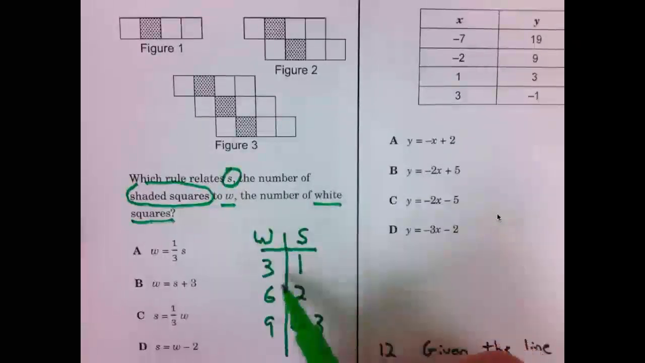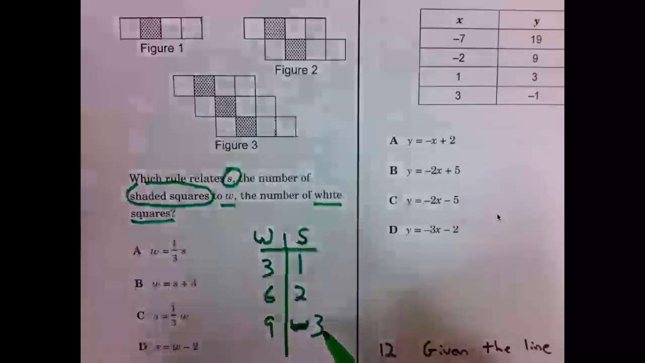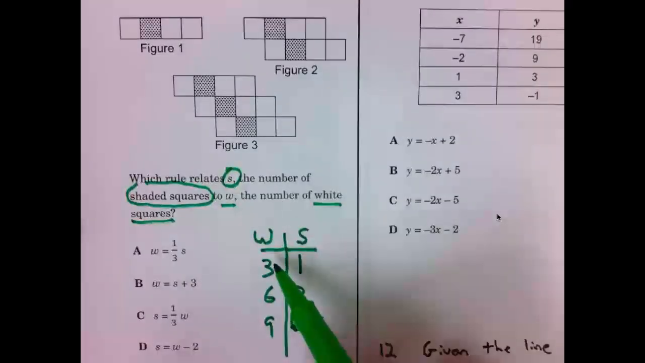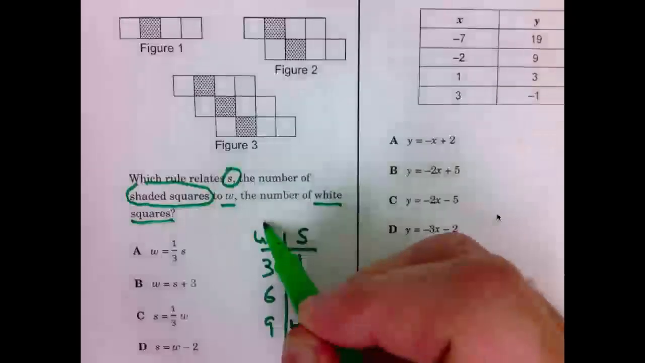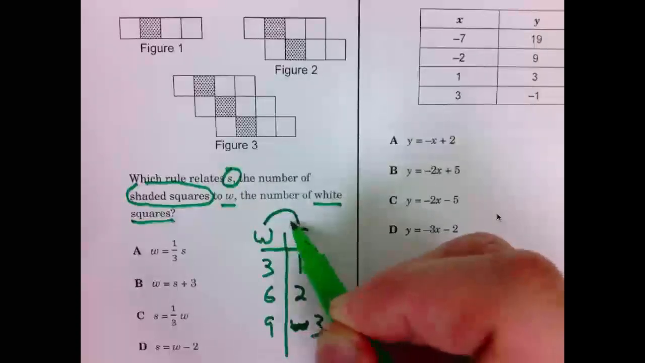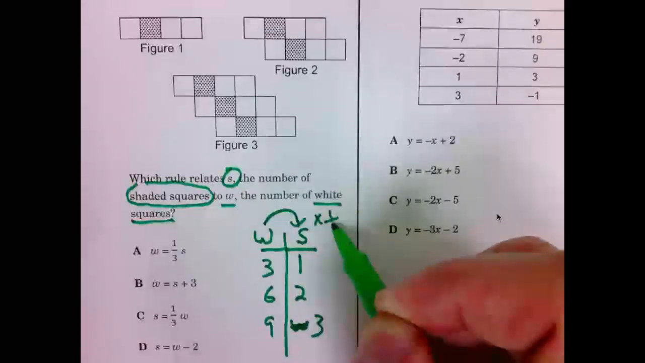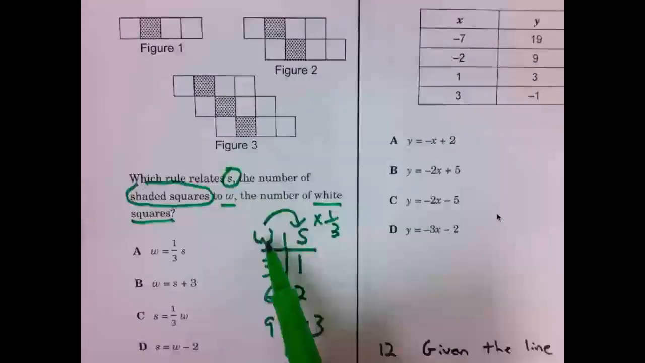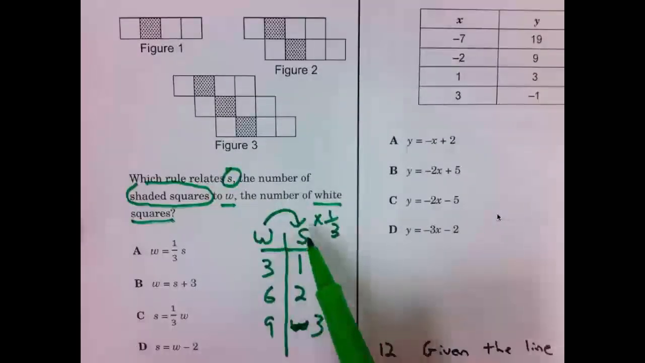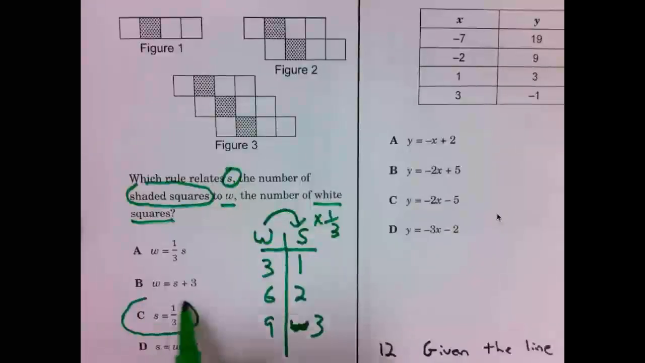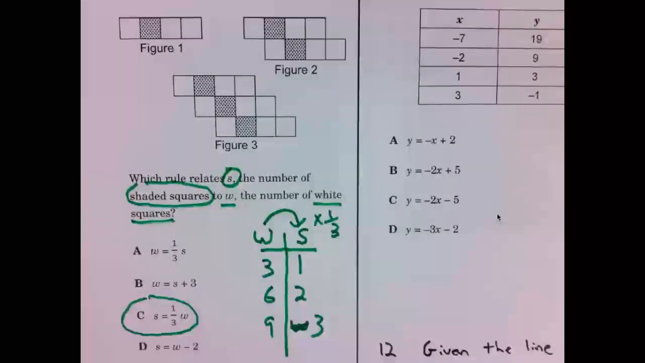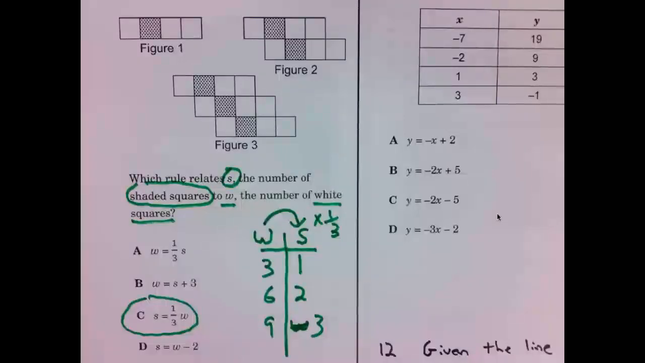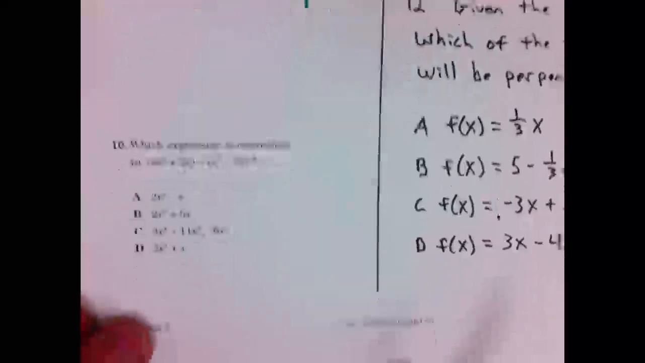Well, 3 went to 1, 6 went to 2, 9 went to 3. I hope you can see we've simply divided each one of our whites by 3 to get to our shaded. Another way to say that is we're multiplying by 1/3. If we take our number of white squares and multiply it by 1/3, it will produce our shaded. And that's what C says. Input some number of white squares, multiply by 1/3, and the output will be the shaded. Number 9 is C.